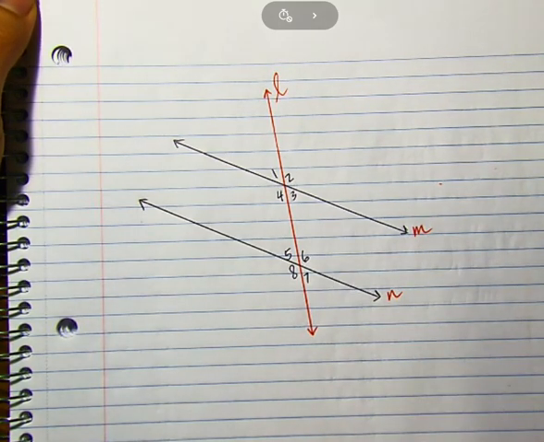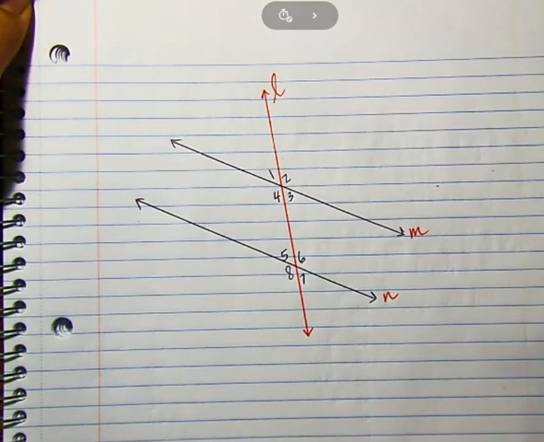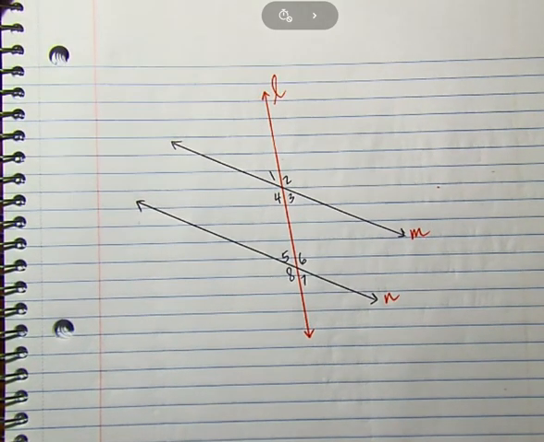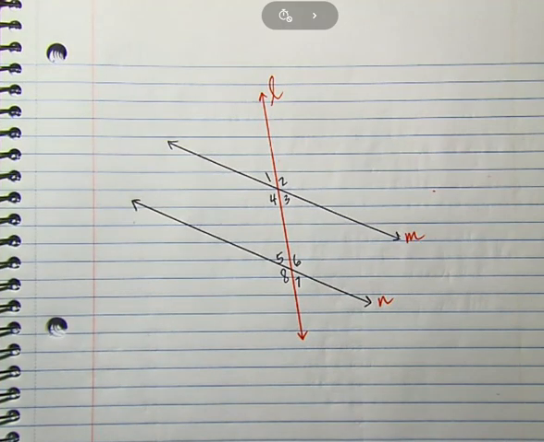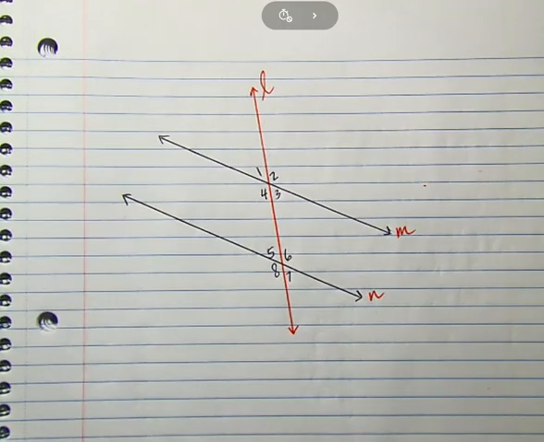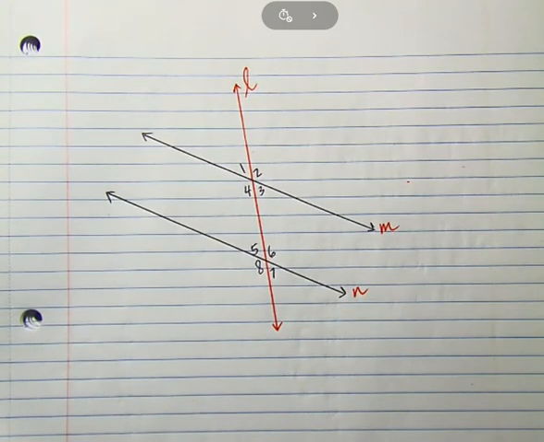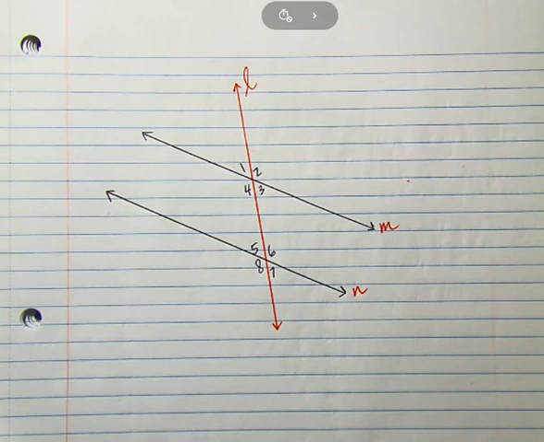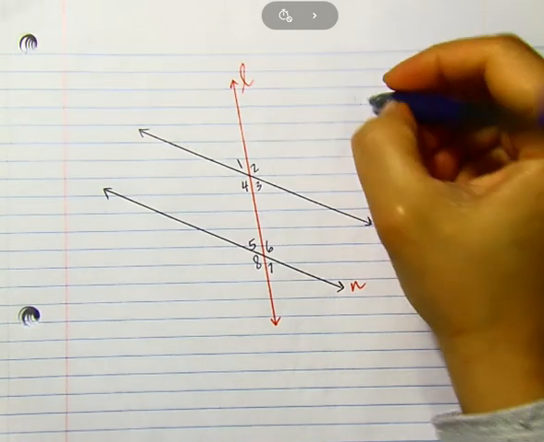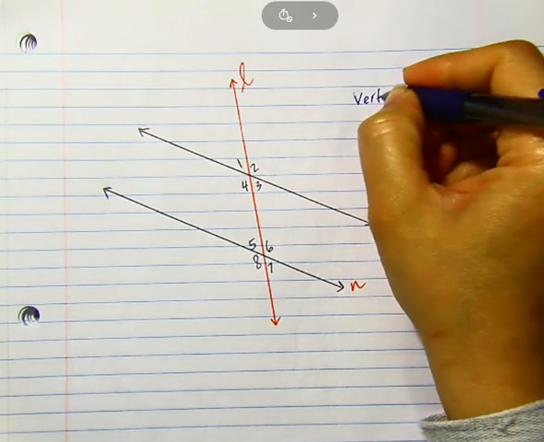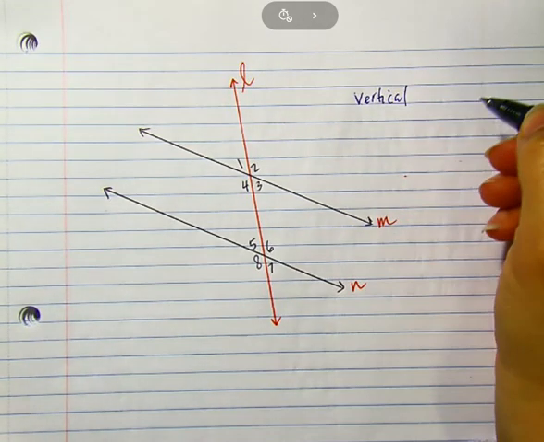Okay, now looking at these angles, the names actually stem from the positioning of the angles. So if you guys pay close attention, you'll start to figure out that these angles are really actually easy to find just by dissecting their names. So let's take a look at the very first angle type. I'm going to begin with what I believe is the easiest one, which is called vertical angles.